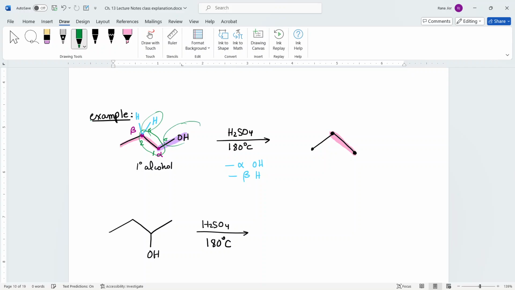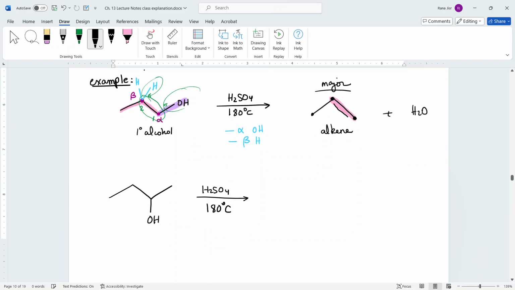So those two, I'm going to lose them. And I'm going to make my alkene. This is the only alkene that I'm going to form. So that is going to be my alkene, plus of course my byproduct, which is water. And that is going to be my major product.